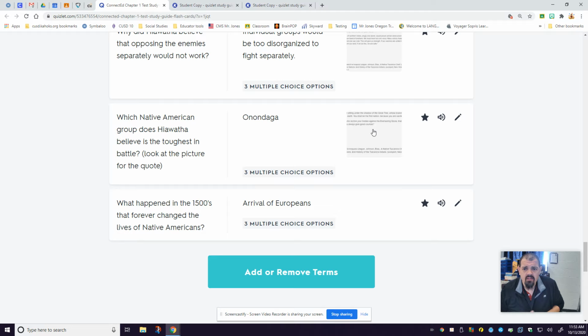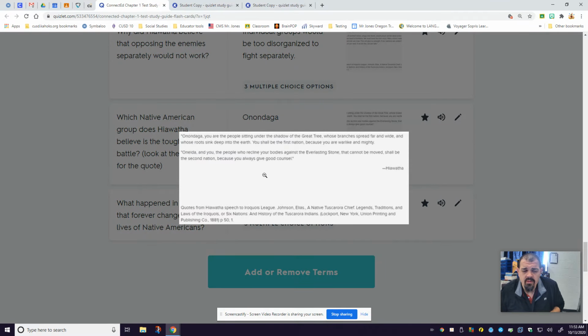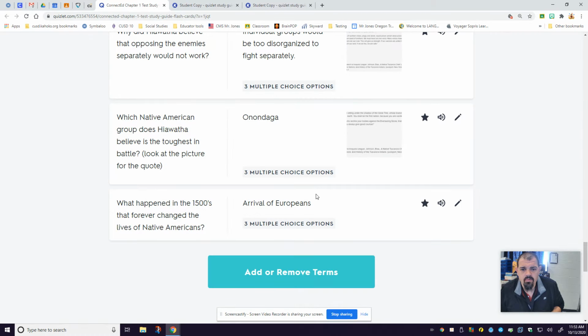If we look at this, okay, I'm having a little trouble here. Sometimes Quizlet does this. It pauses, and let me open up my picture. It says, Onondaga, you people sitting under the shadow of the great tree whose branches spread far and wide, whose roots sink deep into the earth, you shall be the first nation because you are warlike and mighty. Oneida, he describes them and he says, you'll be second nation because you give good counsel. The question is, which one of these tribes does he think is the better warriors? Well, if you look there, he says the Onondaga are warlike and mighty. That means he thinks they're the better warriors.